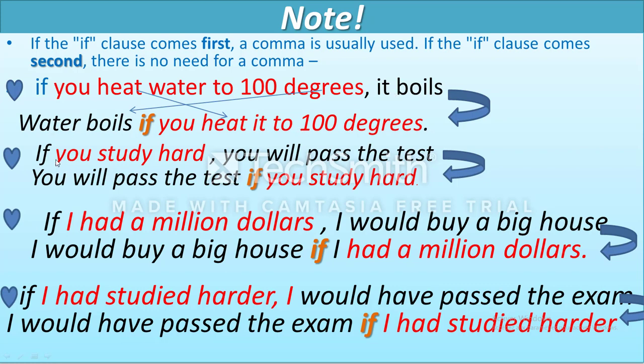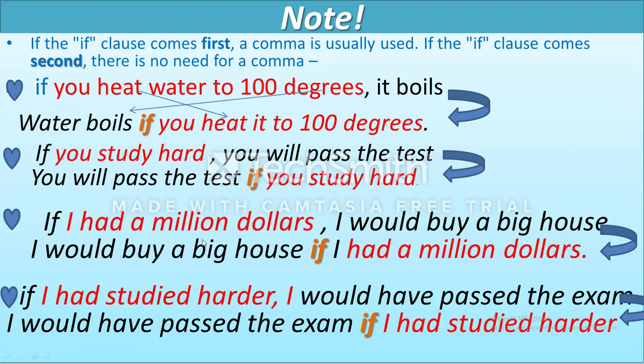Next one, conditional type 1. Example: if you study hard, you will pass the test. Here we have present simple, future simple. Will or won't, depending on negative or affirmative. Here: you will pass the test if you study hard. Conditional type 2: if I had $1 million, I would buy a big house.